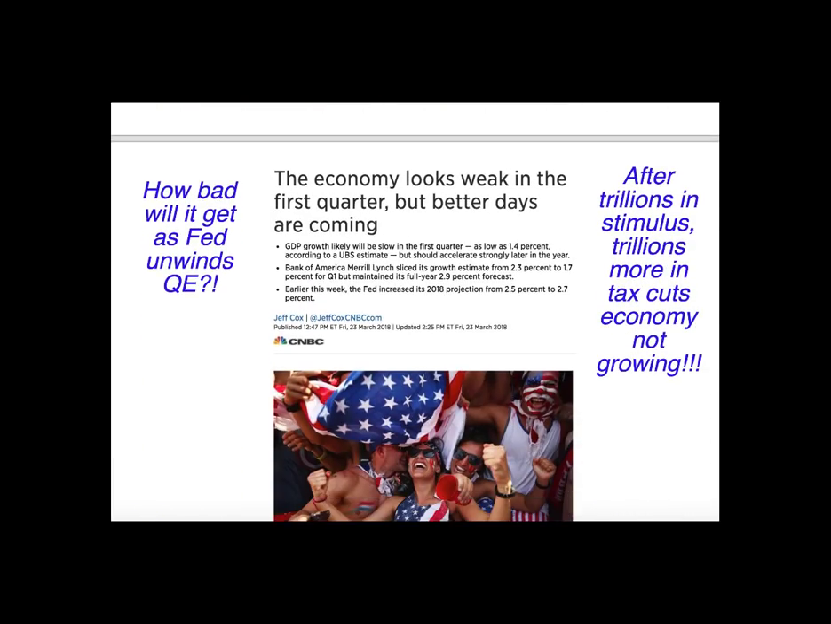Now, of course, we're hearing great news, and the news analysts, they just don't give up, do they? When all the data points to all the negative things, they still stay optimistic. Well, I don't know how much longer they're going to be able to do it, right? Here's another title I picked up. I thought this was ridiculous and just absolutely crazy. The economy looks weak in the first quarter, but better days are coming. Look at these cheerleaders.